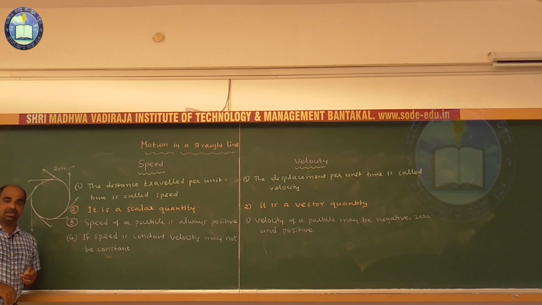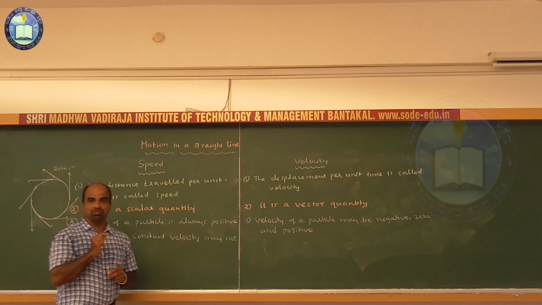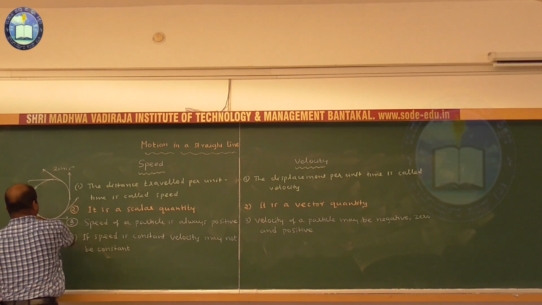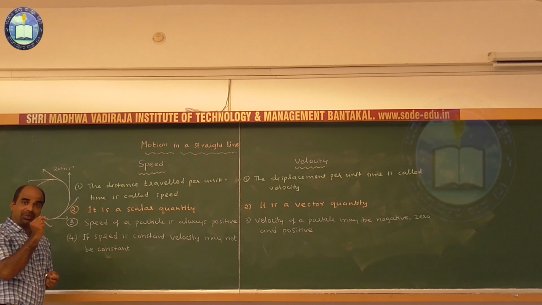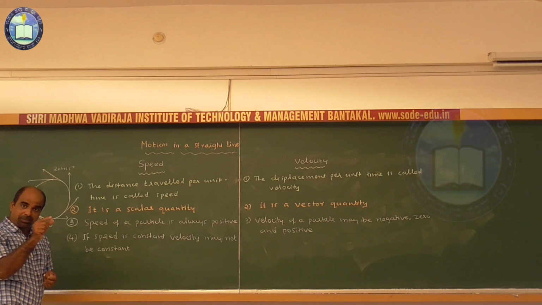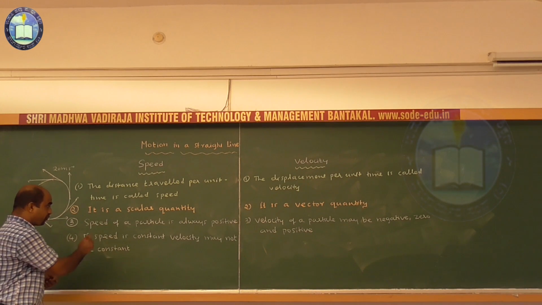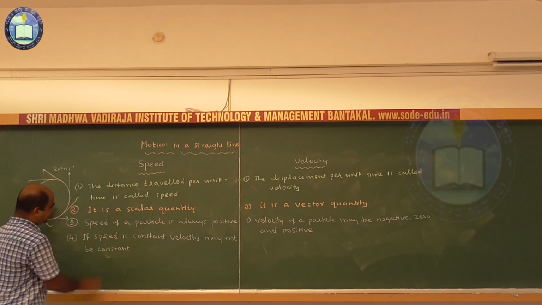We study more about it in the next chapter, motion in a plane, because circular motion of a particle is a good example for two-dimensional motion. See, the direction of the velocity continuously changes, but the magnitude of the velocity remains constant. Magnitude of the velocity means speed of the particle. Got it? Therefore, if the speed is constant, velocity may not be constant.